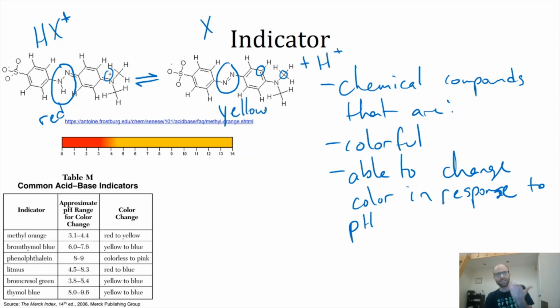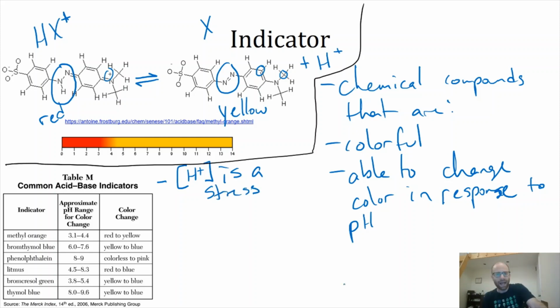And what's interesting is that since this equilibrium involves an H plus ion, the concentration of H plus ion is a stress. As H plus increases, there should be a shift in this equilibrium, and hopefully it's going to be a shift towards the left side. The idea being as pH goes down, the H plus concentration goes up, the equilibrium shifts left, and the solution turns red. As H plus concentration goes down, because pH has gone up, the equilibrium shifts right, and the solution turns yellow.